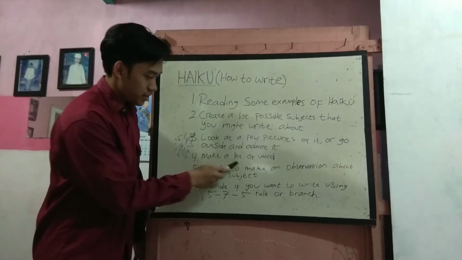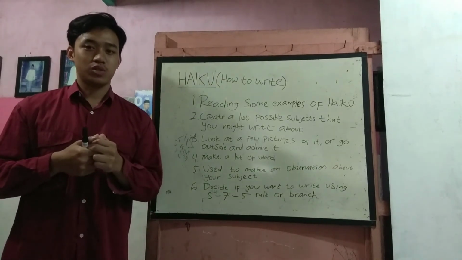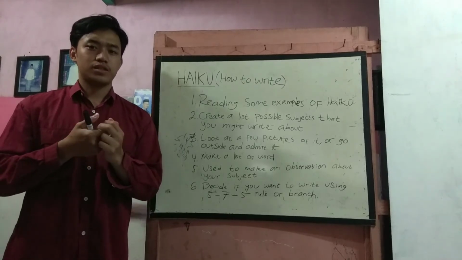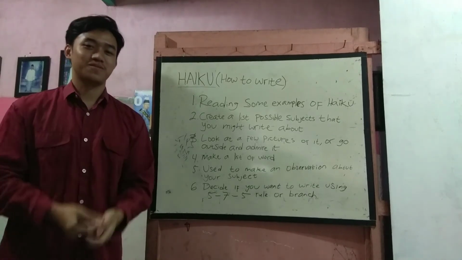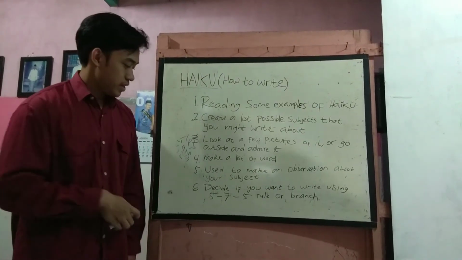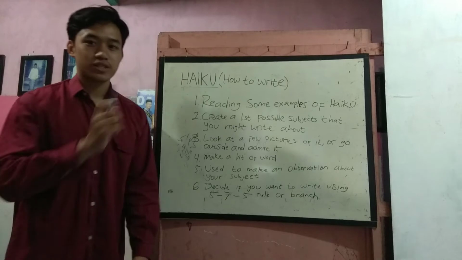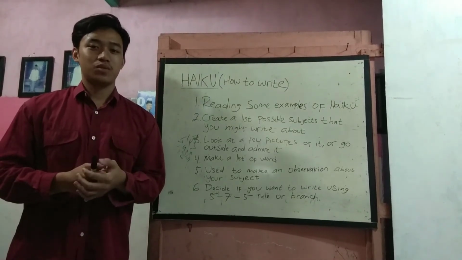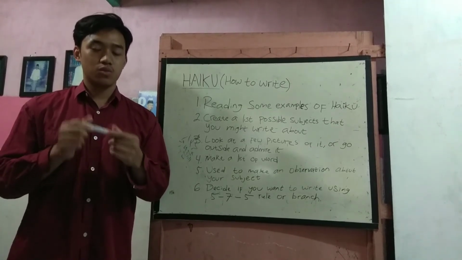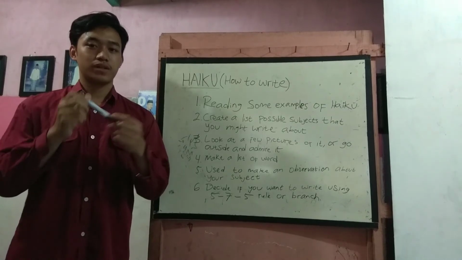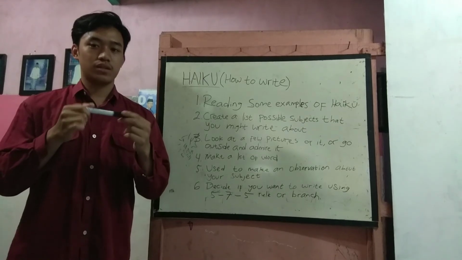The fourth is make a list of words that relate to the subject you have chosen. Be as descriptive as possible. Think about feeling and emotion too. The fifth line is used to make an observation about your subject. It can be fun to add a surprise here. Looking through the list you wrote, can you create an unexpected relationship between the first 2 lines and the third?